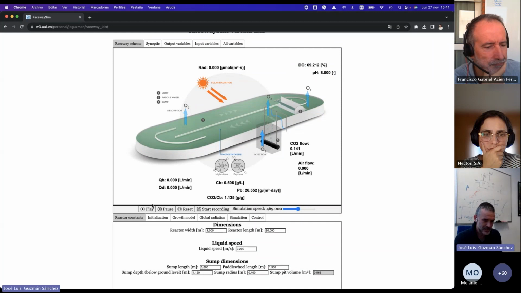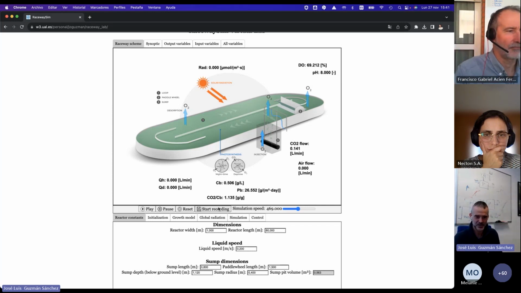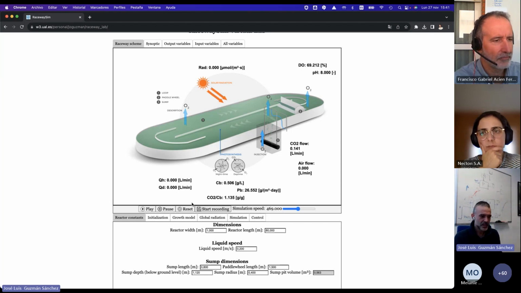So after summarizing the main ideas and parts of the simulator, I forgot to mention that here you have the classical options: play, pause, and reset the simulation. And also you can record, you can collect the data as you would from the sensors. I mean, you start the simulation, you collect data, and you store the data in a file that you can open in any other software like Excel, MATLAB, or whatever for analysis purposes.